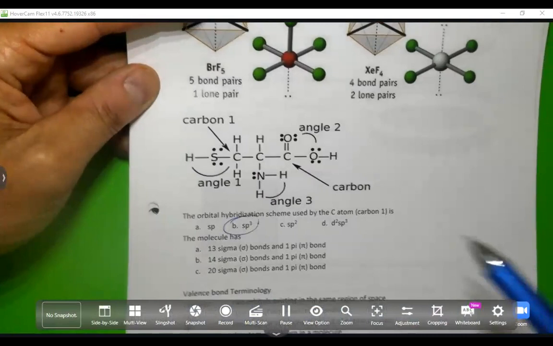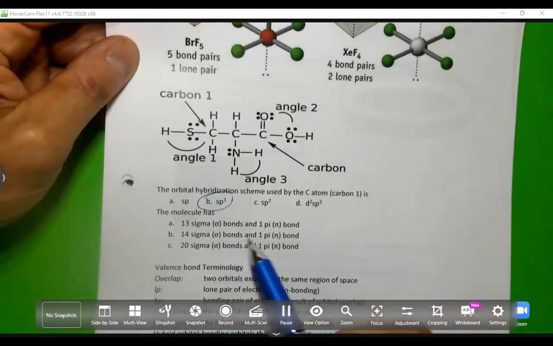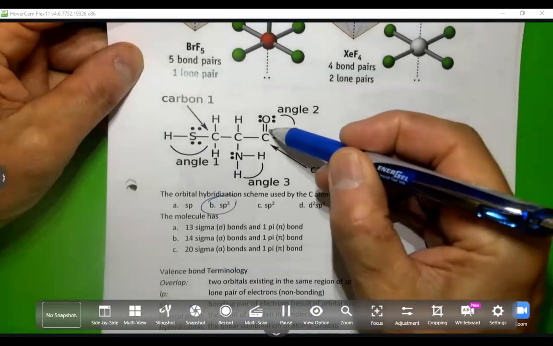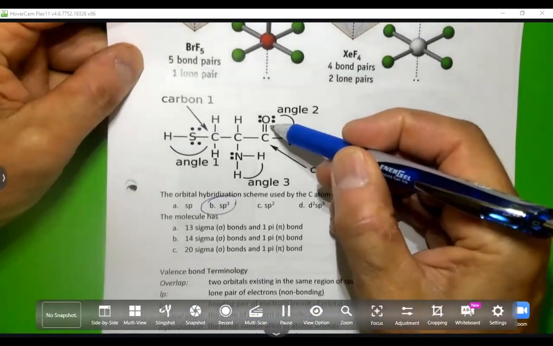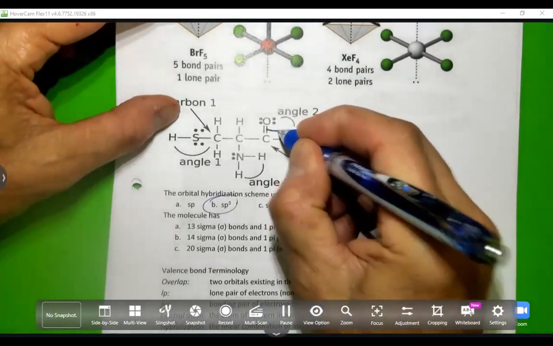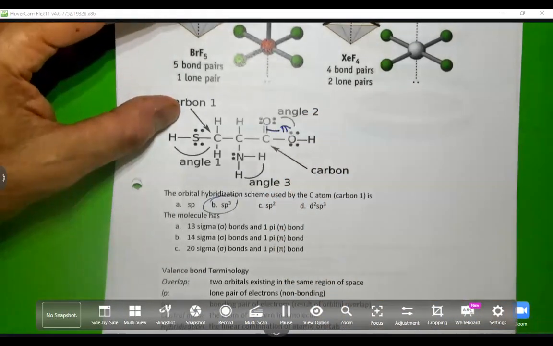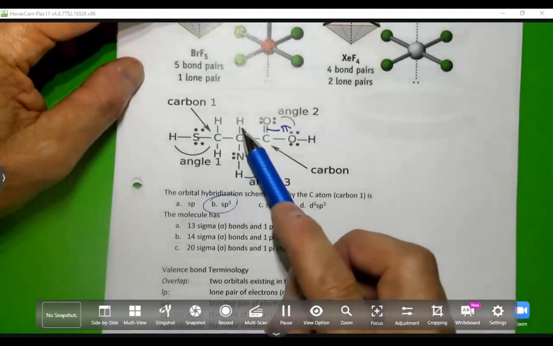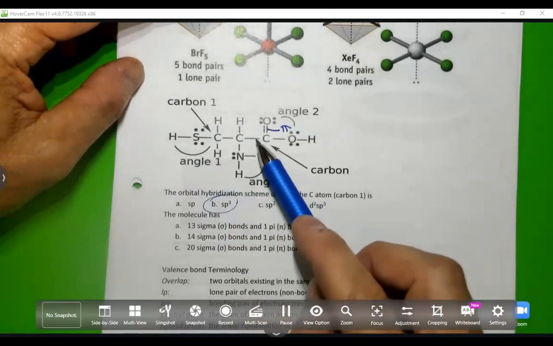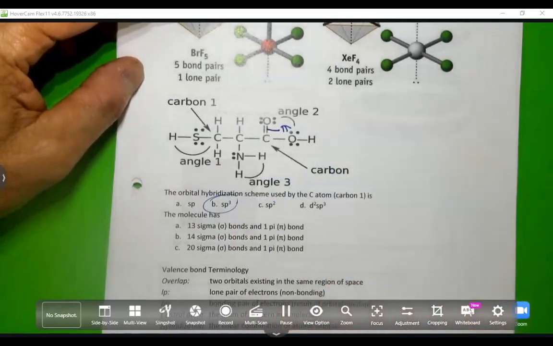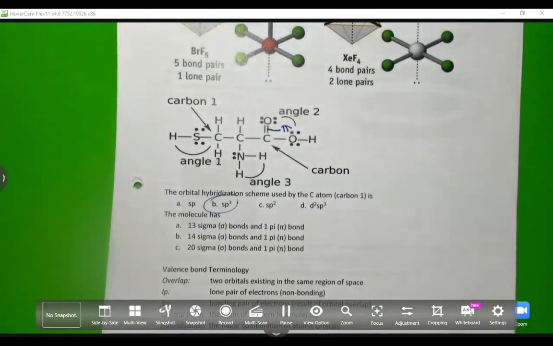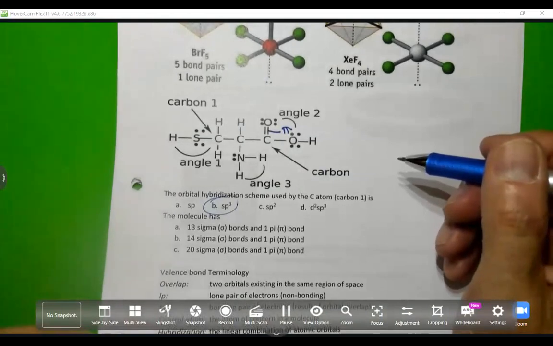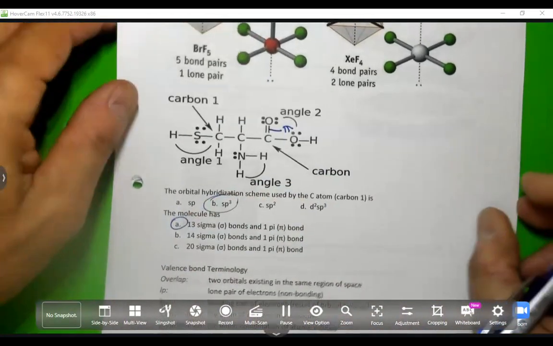This molecule has 13 sigma and 1 pi. Well, how many pi bonds do you have? Right here, correct? If you have a double bond, it's a pi bond. So this one is a pi. The rest of these are sigmas. So we have 1, 2, 3, 4, 5, 6, 7, 8, 9, 10, 11, 12, 13, I think. Did I lose track? 13 sigmas and a pi? Is that right? I think it's 13 sigmas and a pi.